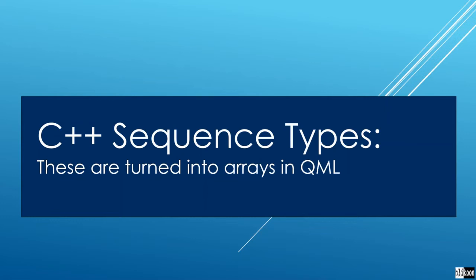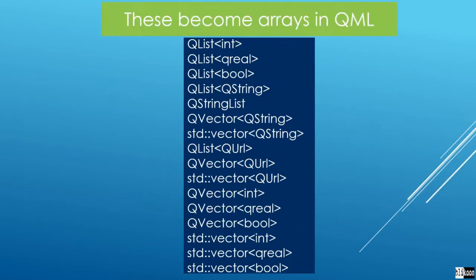In this lecture, we're going to see how to work with C++ sequence types in QML. This is actually very easy to understand and handle. There are many list and vector types in C++ that are represented by arrays in QML, and we have a list here, a list of integers, all these different lists, the standard vectors, and all these things here are transformed to arrays when they get to QML. We're going to create a Qt Creator project and play with this.